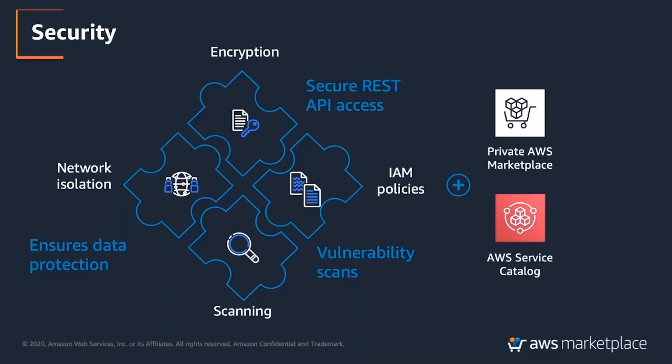Amazon SageMaker performs static and dynamic scans of all the algorithms and models for vulnerabilities to help you secure your data. Apart from IAM policies that you can define, you can further restrict which marketplace listings can be procured by your organization via private marketplace feature. And you can use AWS Service Catalog to enable certain teams within your organization to deploy allowed marketplace products.